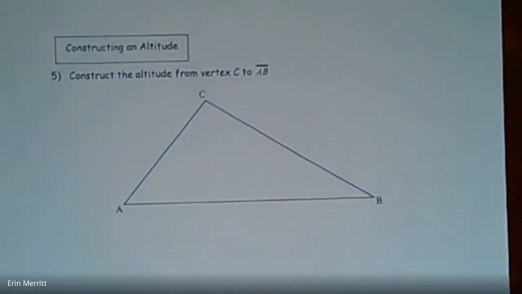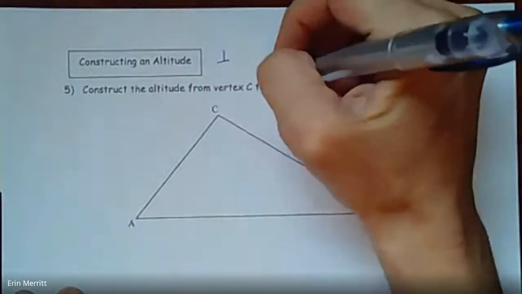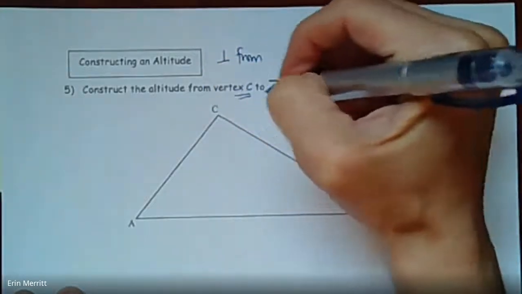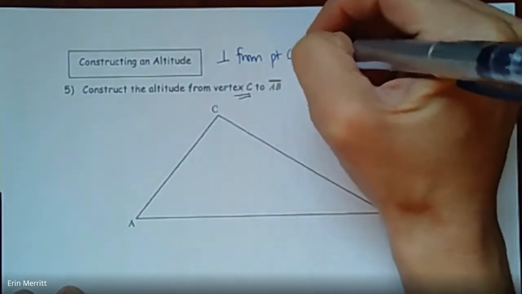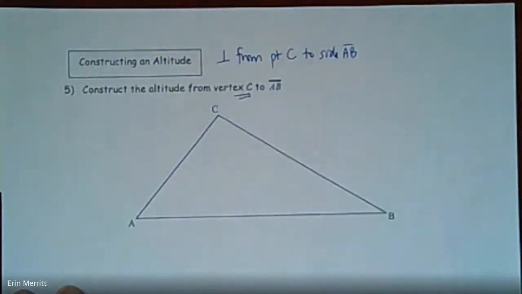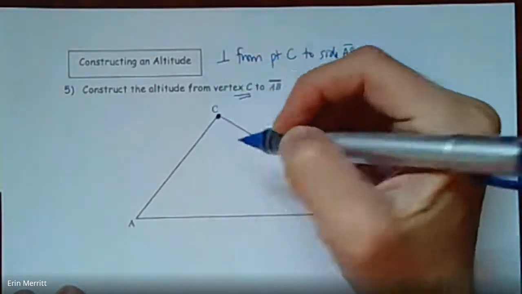All right, constructing an altitude. In the notes just a couple days ago, we talked about what an altitude is. It's the line that's perpendicular, in this case, from vertex C to side AB. So perpendicular from point C to side AB, which is just code for you need to construct a perpendicular line that passes through point C.